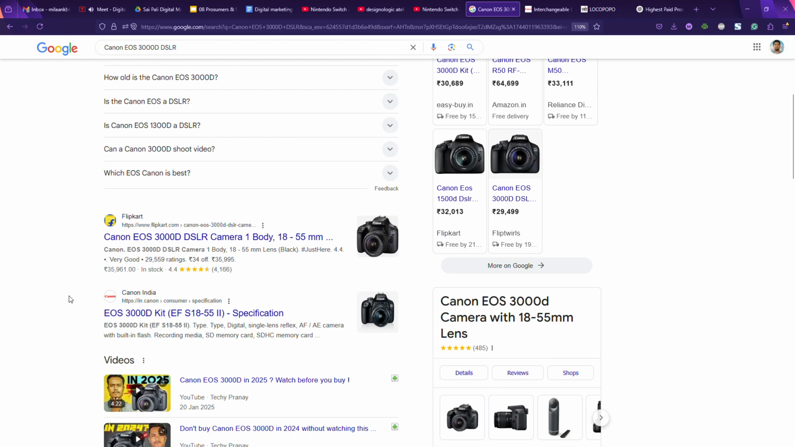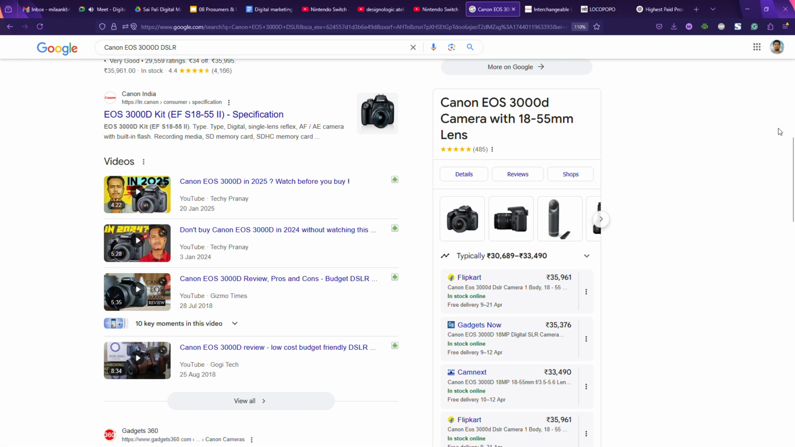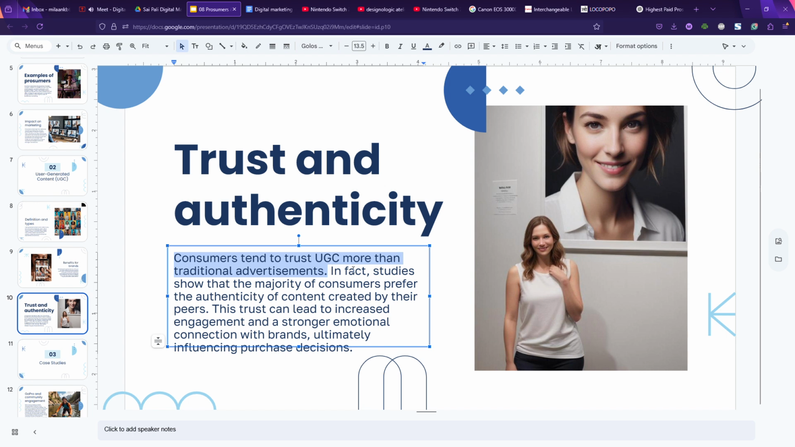This is a complete review. Then there are other reviews also. Then Techie Pranay and other videos. People will go through videos and then take the buying decision. So these videos are user generated content. In fact, studies show that the majority of consumers prefer the authenticity of content created by their peers. A peer is a consumer, irrespective of age or gender.